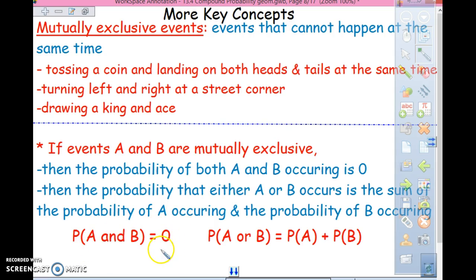It cannot happen. So if events are mutually exclusive, then the probability of A and B occurring is 0. And the probability of A or B occurring is the sum of the probabilities separately, and then you would just add those.